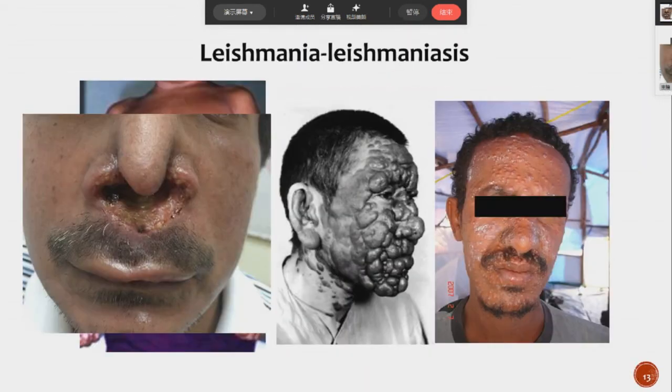So for these types of disease, we call them post-chelator agents. But some species of the Leishmania, they will have destroyed mucocutaneous tissue. So these types of patients will die by other infection. They are the Leishmania.